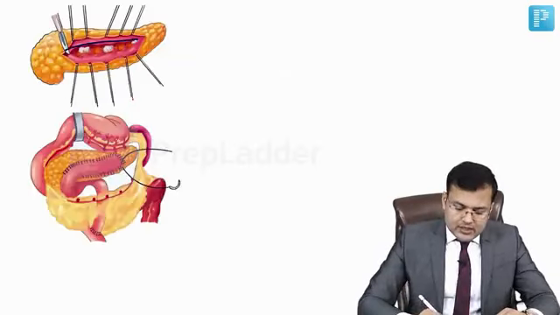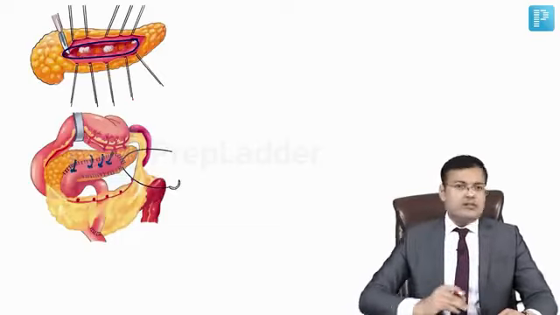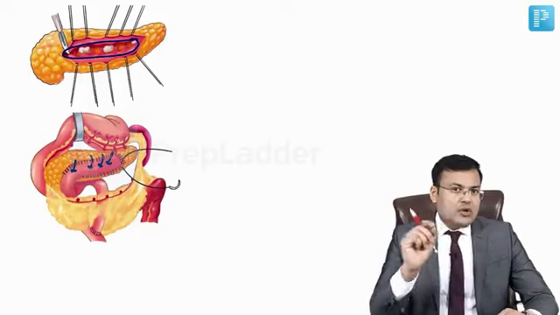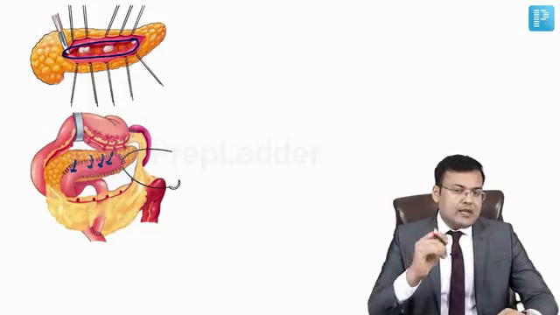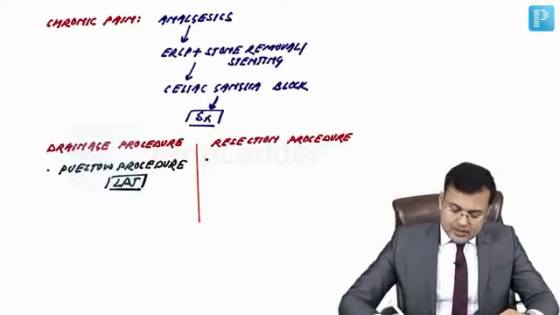How is it done? In this image, you can see that I'm going to open the pancreatic duct and perform the anastomosis of this pancreatic duct along its whole length with the jejunum. So along the whole length, anastomosis is performed between the pancreatic duct and jejunum. This is longitudinal pancreaticojejunostomy.